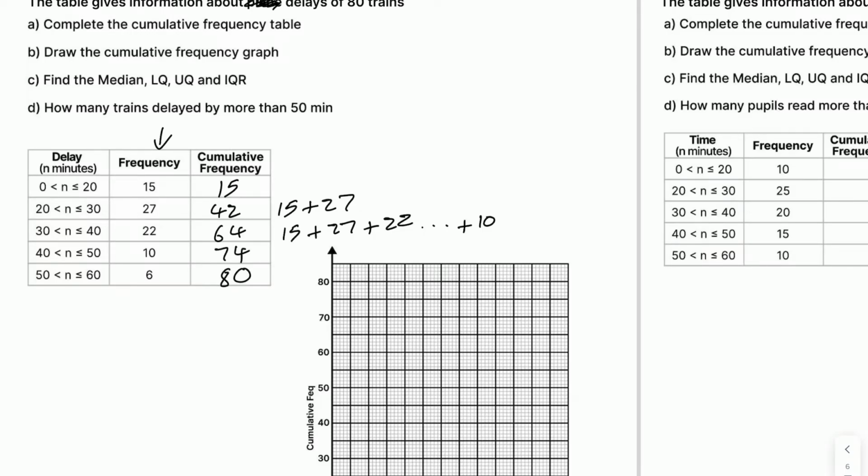Okay. And then the other way you can look at it is essentially to get 42, you're adding the last one with the new frequency. So for example, to get 74, you're adding 64 with 10. Okay, that's another way you can look at it. Now that's that done. I'll tick that off.